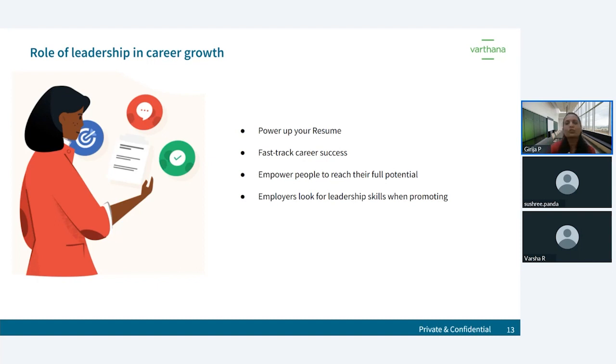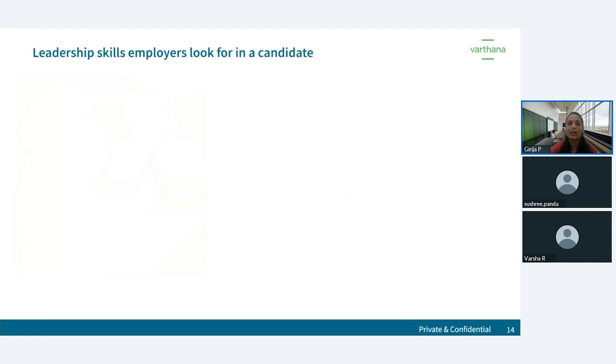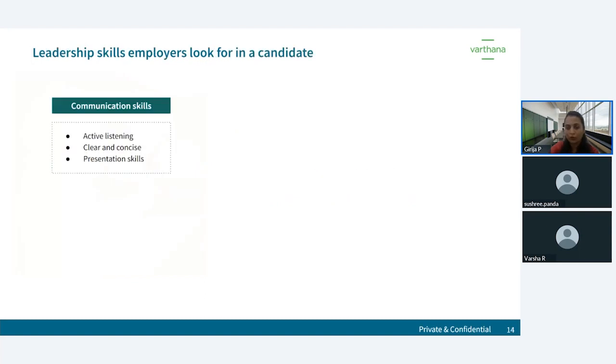So let's move ahead and see what kind of leadership skills employers are looking for when you're applying, and what they're seeing in your resume. So first, as I said before as well, this is the era of globalization. So communication is one of the very important skills the employers are looking for in the candidate. Communication is not just about verbal or written communication, but how actively you're listening, how clear you are about your thoughts, and how you're presenting your thoughts.